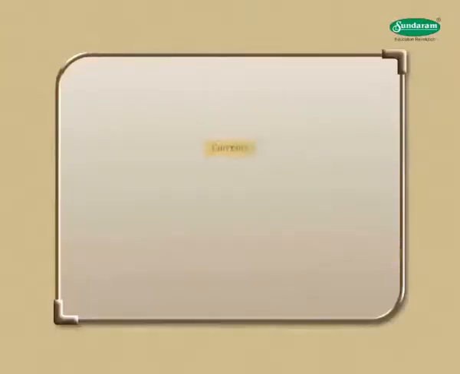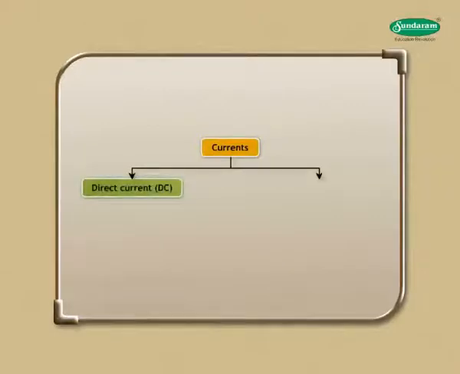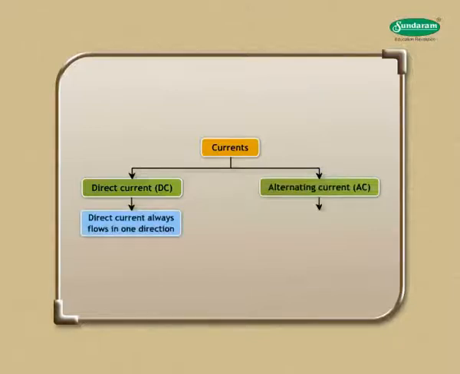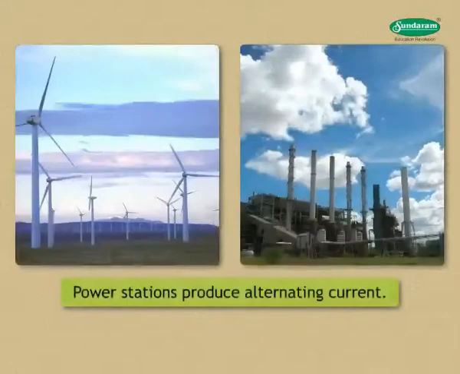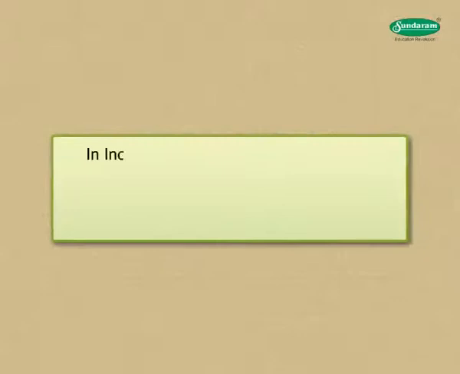What is meant by direct and alternating current? There are two types of currents: 1. Direct current, DC, and 2. Alternating current, AC. Direct current always flows in one direction, and alternating current reverses its direction periodically. Most of the power stations produce alternating current. In India, the frequency of alternating current is 50 Hz.